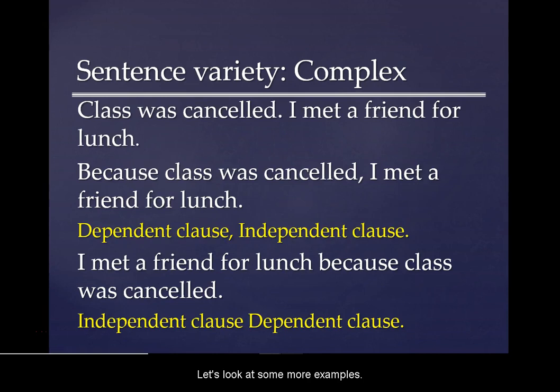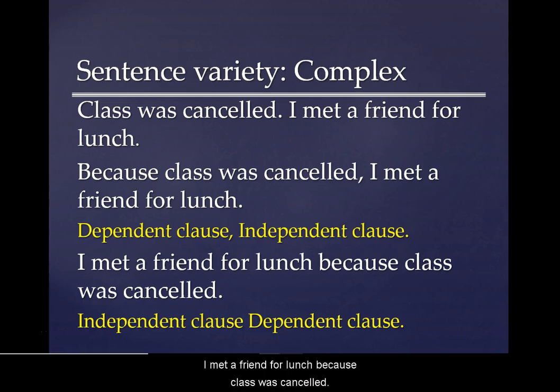Let's look at some more examples. Class was canceled, period. I met a friend for lunch, period. There seems to be a cause and effect with this sentence, so I'm going to use the word because. Because class was canceled, comma, I met a friend for lunch, period. Because begins a dependent clause, and therefore I must use a comma to separate one clause from the other.